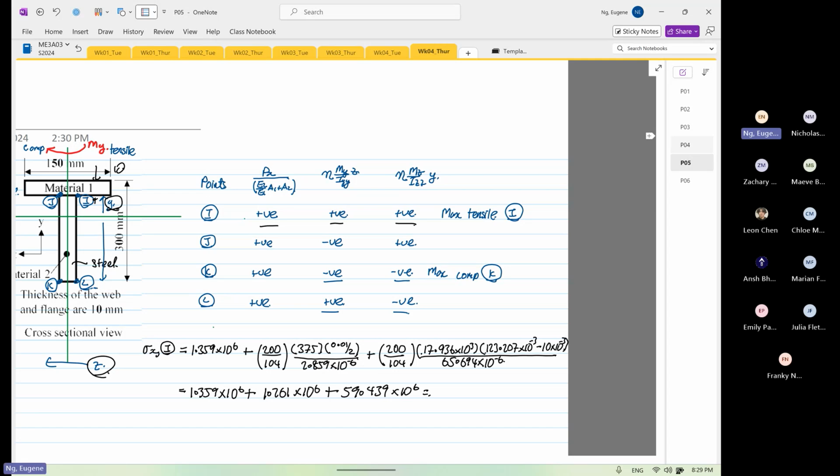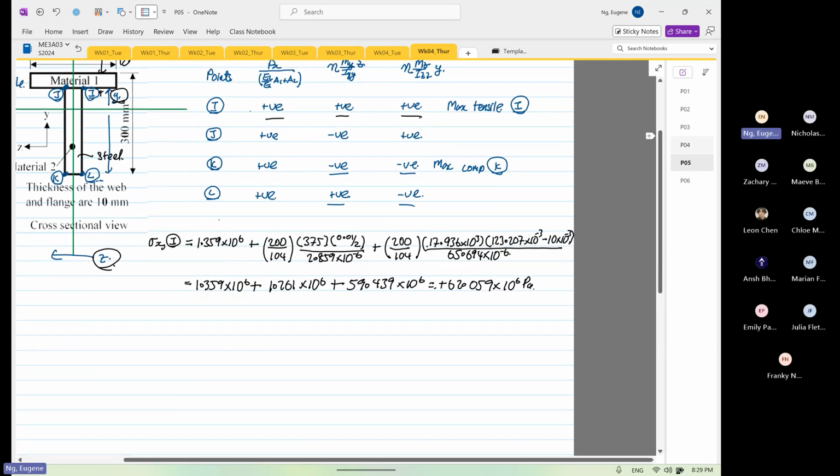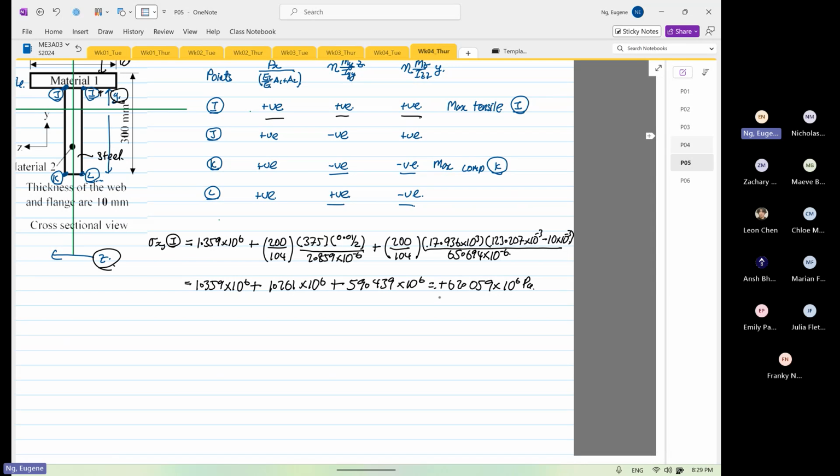So 1.359 times 10 to the power 6 plus 1.261 times 10 to the power 6 plus 59.439 times 10 to the power 6 is equal to 62.059, positive. Okay, so that is our point I, and this is our maximum tensile.